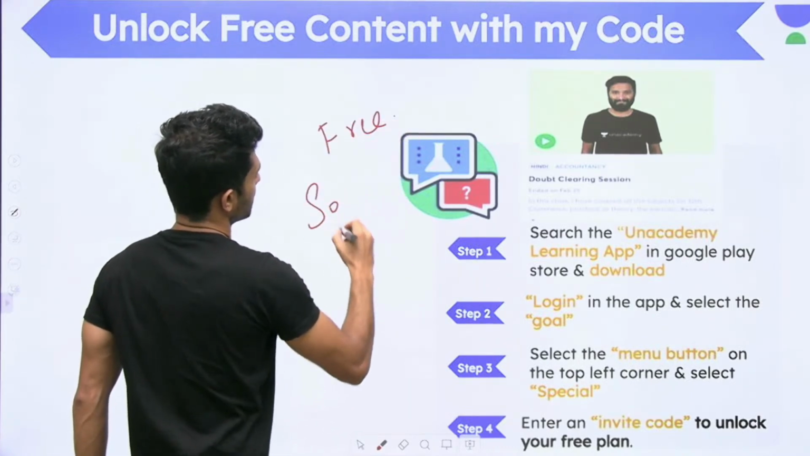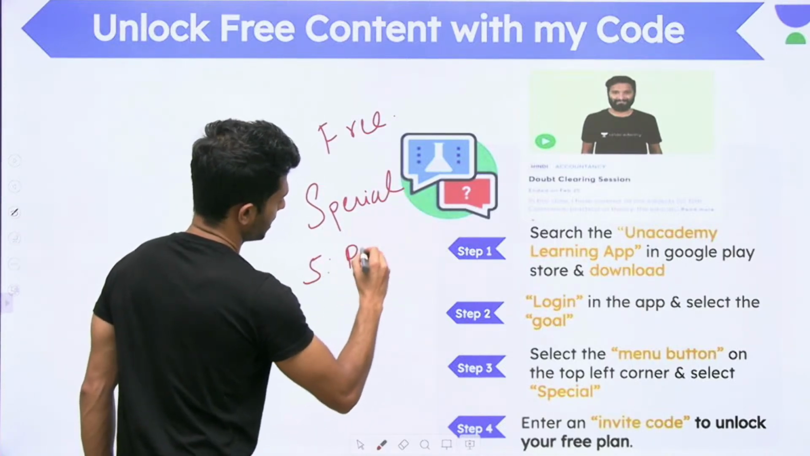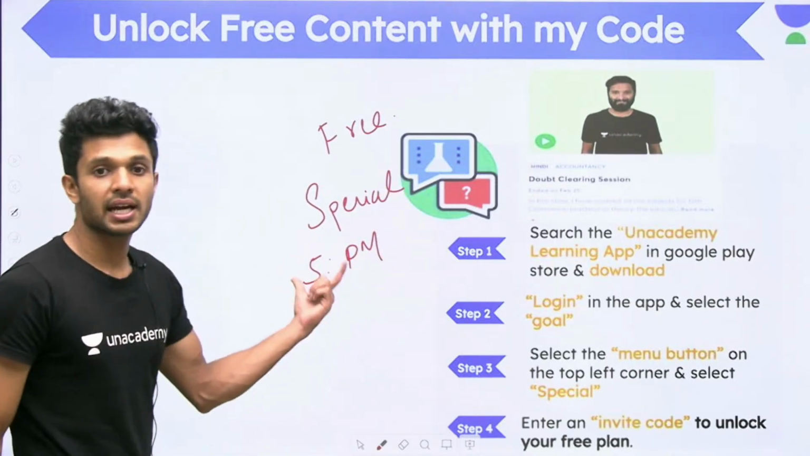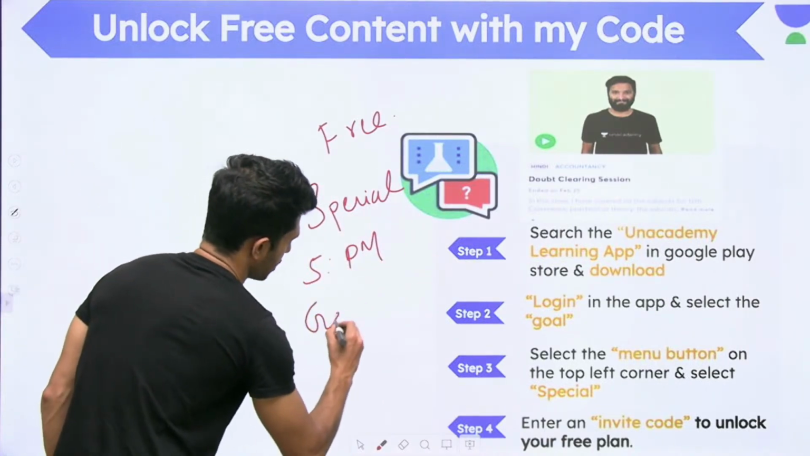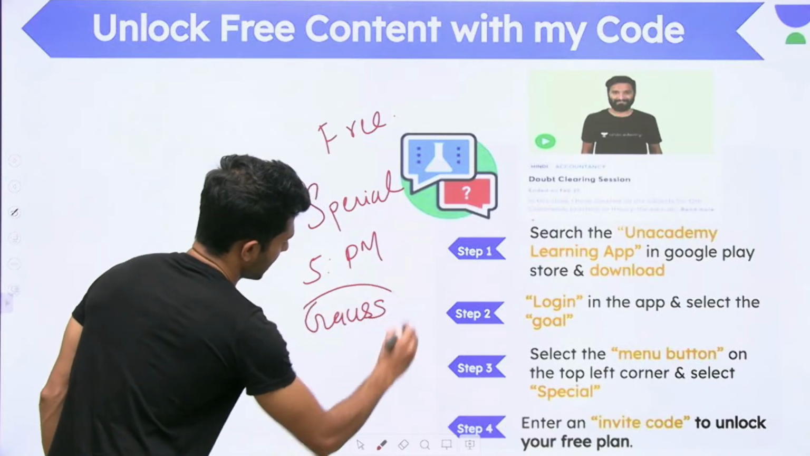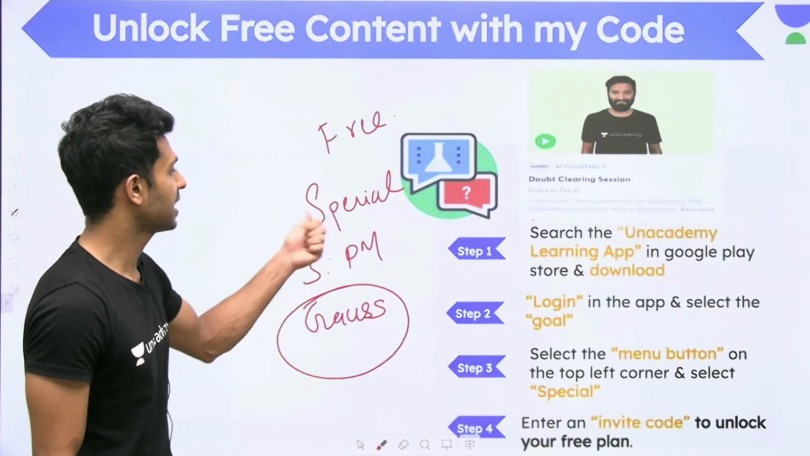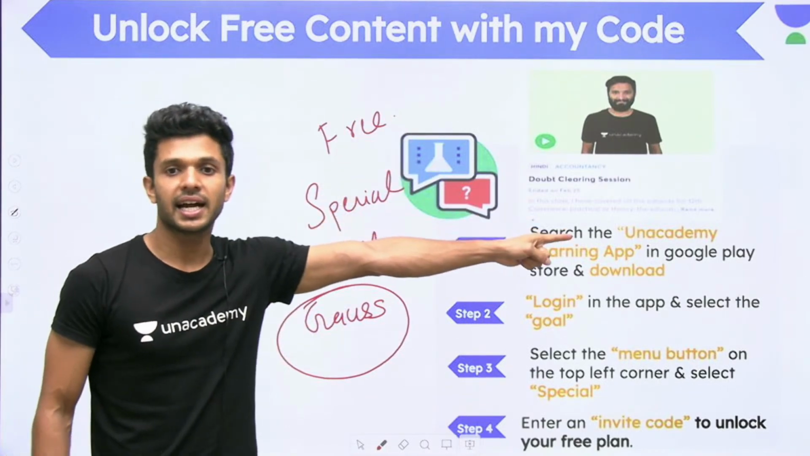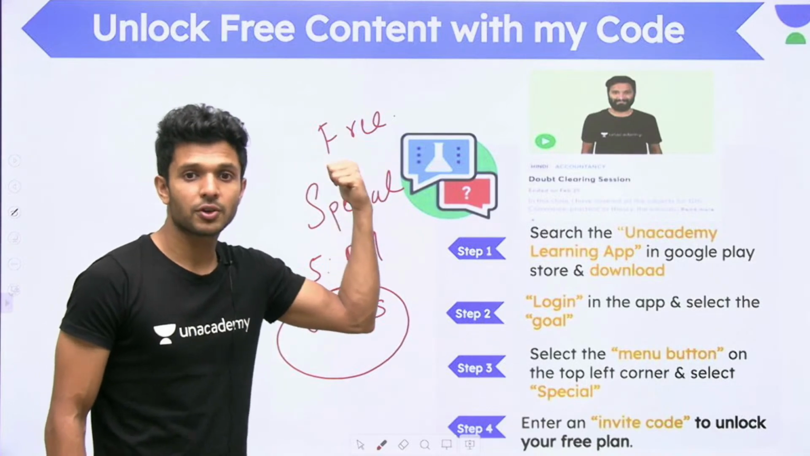So we have the special class tomorrow at 5 p.m., okay, on the chapter of electrostatics. Or if I talk specifically, the topic for tomorrow's special class is Gauss law, from the chapter of electrostatics, at 5 p.m. in the Unacademy learning app. Class is completely free. What do you have to do?